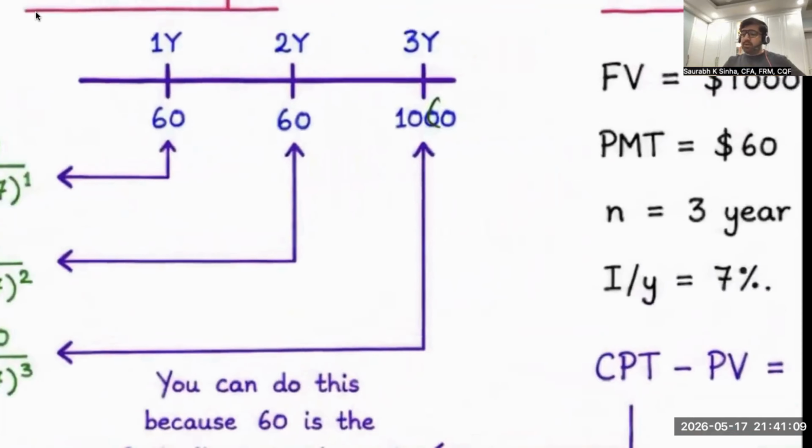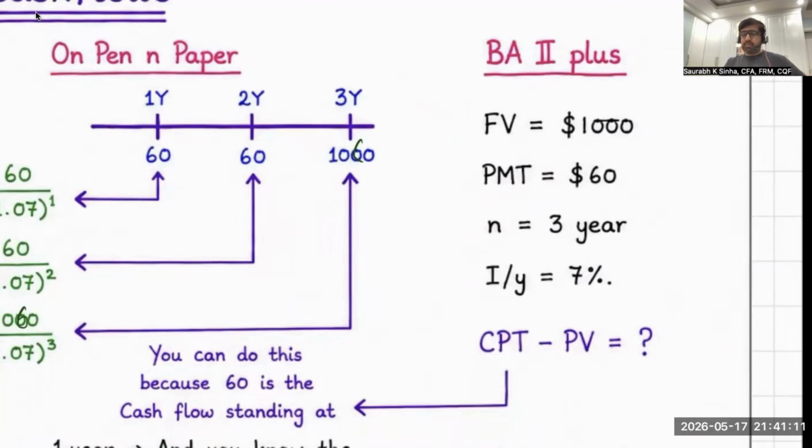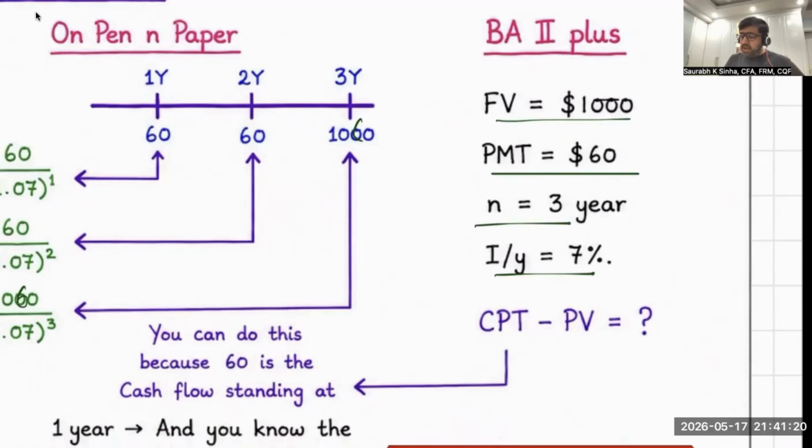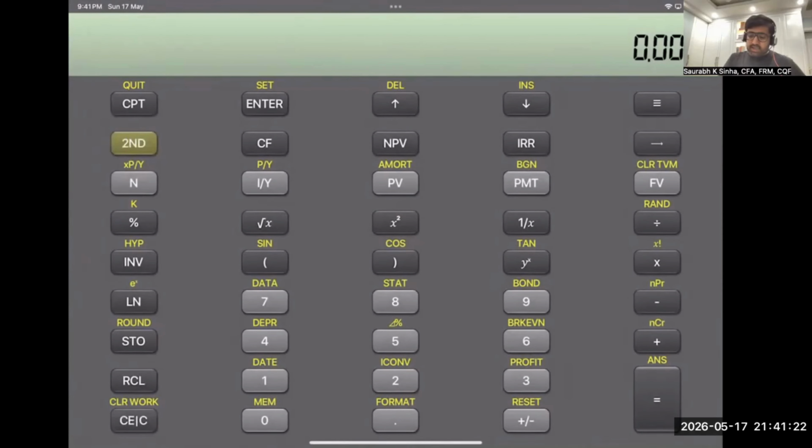Or in the BA II Plus calculator, you can simply put these keys: FV 1000, PMT 60, N 3, I/Y 7%, compute PV, and you would be able to solve the question. Let's do that. Second, clear TVM, 1000 FV, PMT is 60, I/Y is 7%, 3 is N, compute PV. This is the answer.